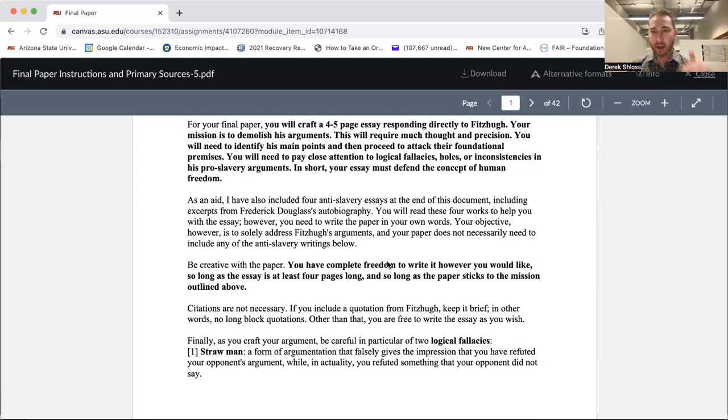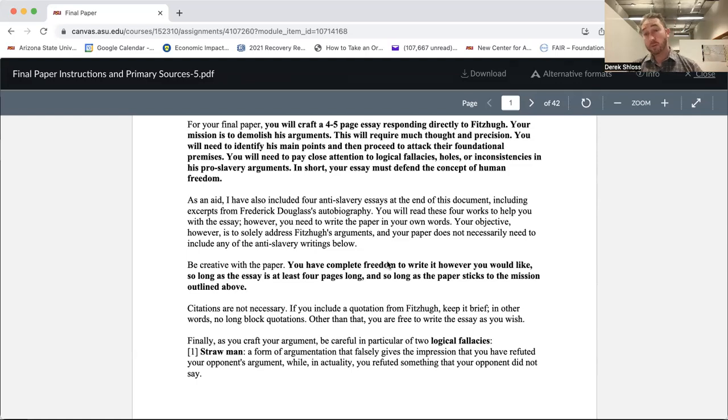So basically your mission is to, first of all, read these writings that I've attached to this document, where he's arguing in favor of slavery. You're going to argue against his arguments, which are, I think, very clever, although disturbing and certainly erroneous. So your mission is going to be to demolish his arguments. This will require much thought and precision. You will need to identify his main points and then proceed to attack their foundational premises. You need to pay close attention to logical fallacies, holes, or inconsistencies in his pro-slavery arguments. Your essay must defend the concept of human freedom.